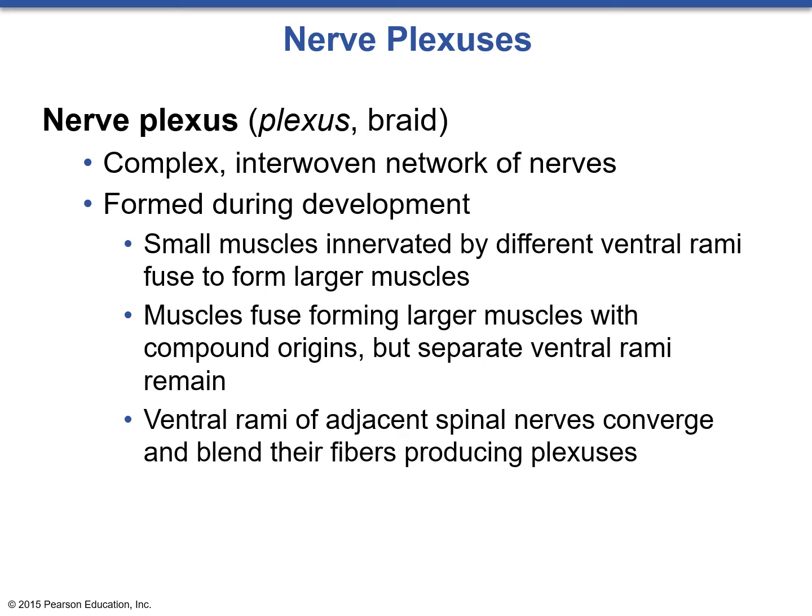These form during development. The small muscles are innervated by different ventral rami, and they fuse to form those larger muscles with compound origins, but separate ventral rami. The ventral rami of adjacent spinal nerves will converge and blend to produce those different plexuses.